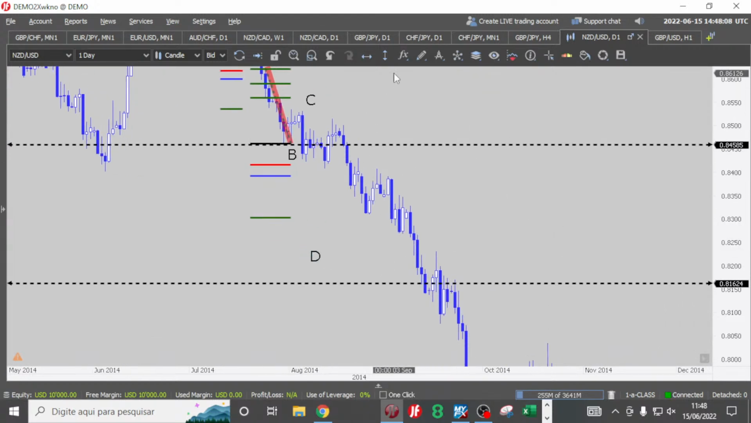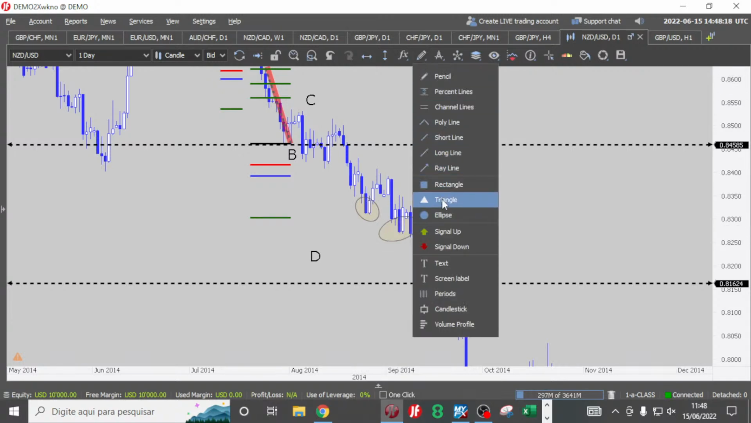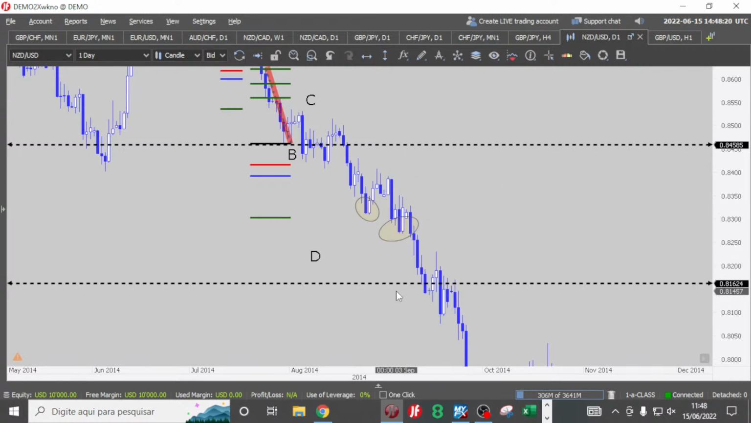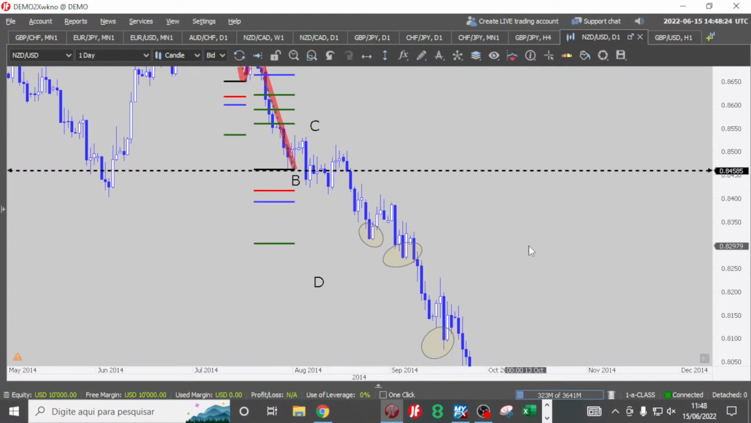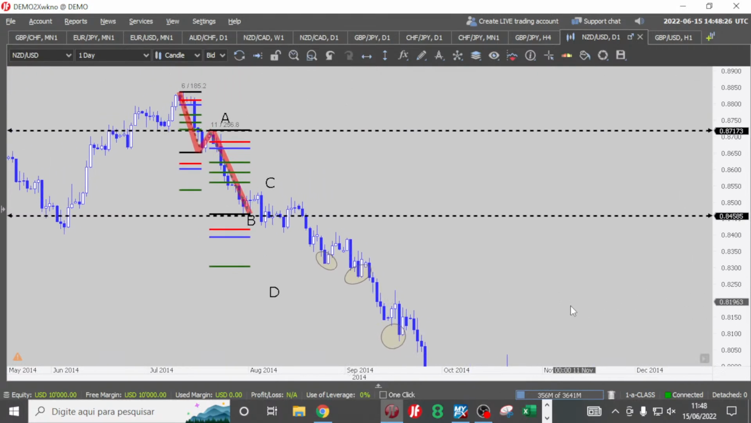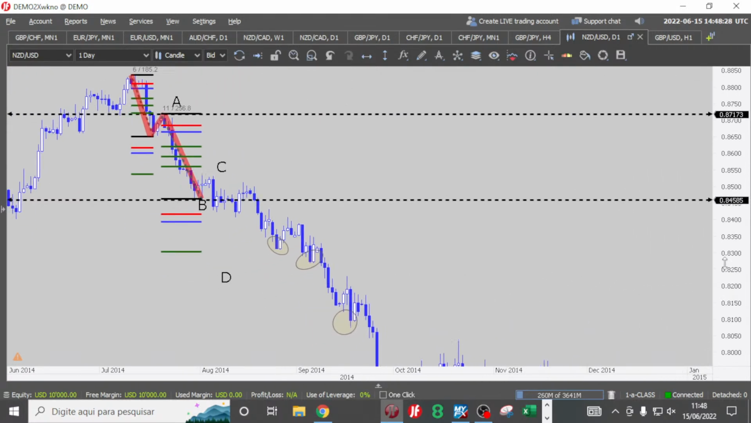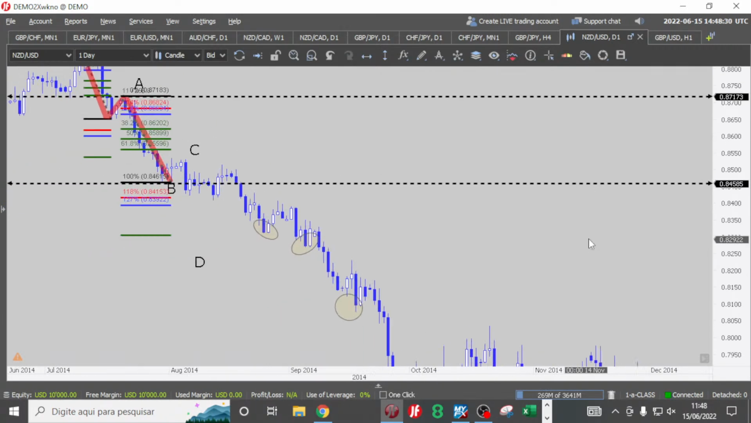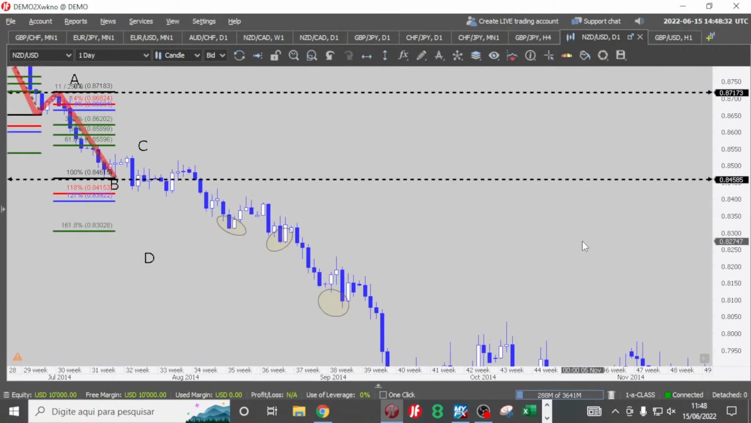Everybody, which one is the D? Is the first circle the D, or is the second circle the D, or is the, man, down here, the third circle? Which one is the D? Zoom in, right, a little bit. Zoom in to make the candles bigger.